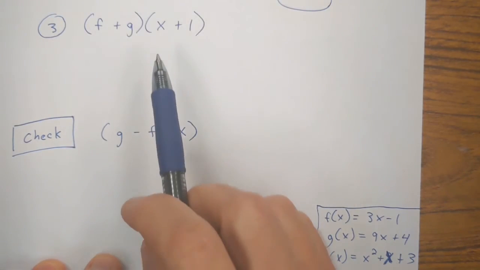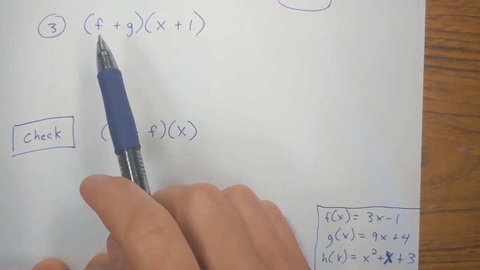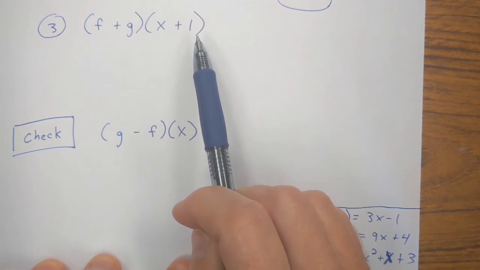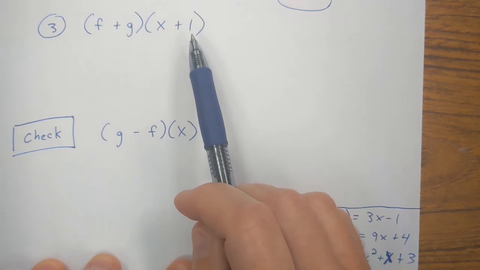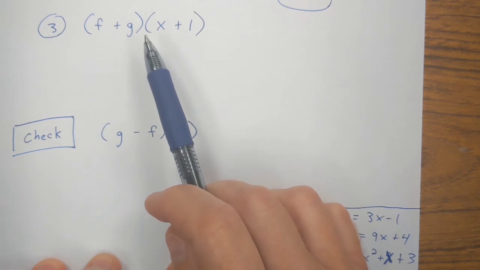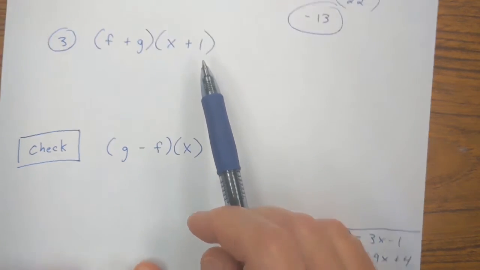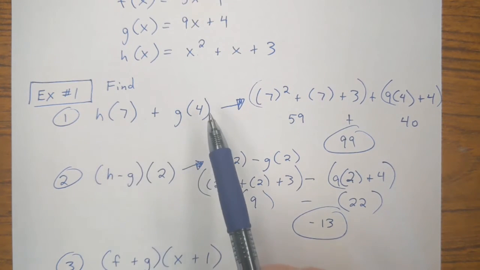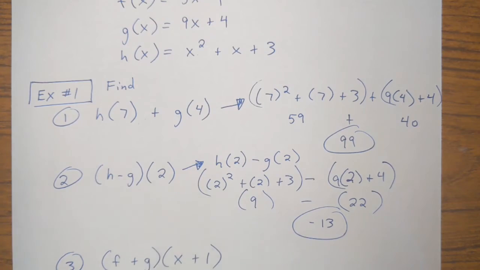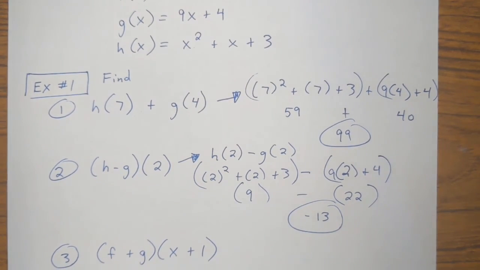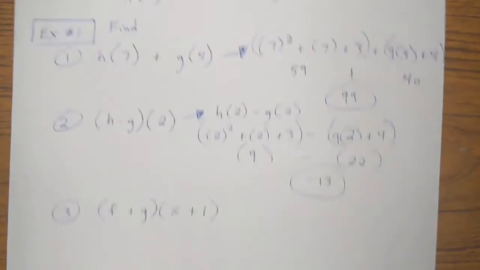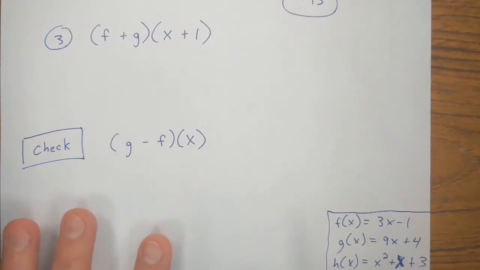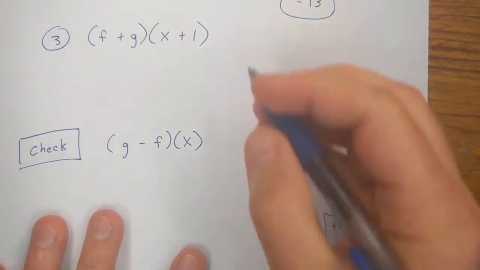Now, this third problem is going to be the trickiest of the day, because you'll notice I have these functions f plus g of x plus 1. Well, this is different because here our input is not simply a number. Here our input is actually this expression, x plus 1. You'll notice in our previous examples, we always had inputs that were numbers. Here was an input of 7, an input of 4, an input of 2. Those are relatively easy, can mostly be done on your calculator. How do you handle a problem, though, when your input has a variable? Well, we're still going to handle it the same way.